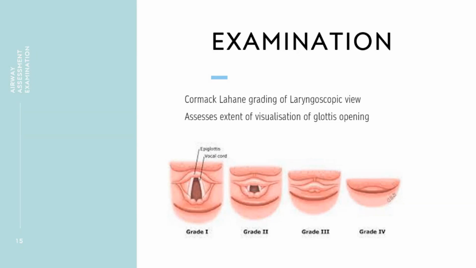In grade 1, the entire glottis, from the anterior commissure to the posterior commissure, is seen. In grade 2, the anterior commissure is obscured, so the middle third to posterior third of the laryngeal inlet is seen. Grade 3, no part of the laryngeal inlet is seen. Arytenoids may be visualized, and the epiglottis is the main structure that is visualized. In grade 4, even the epiglottis is not visualized.